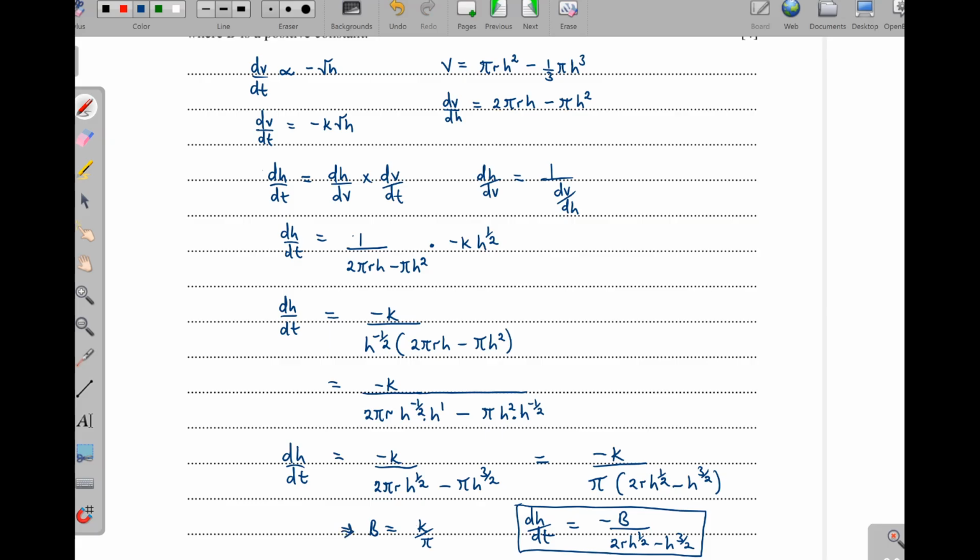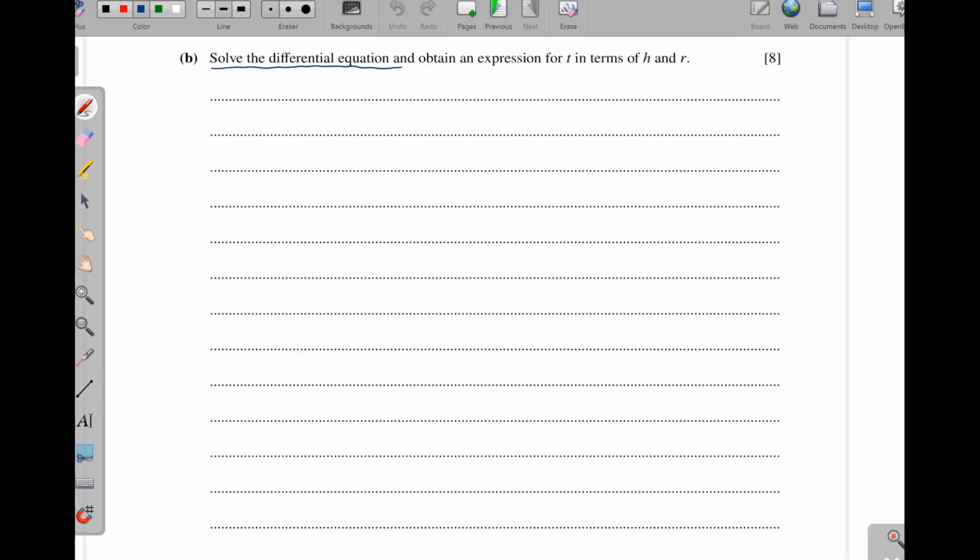And that is that. Part B, solve the differential equation and obtain an expression for t in terms of h and r.